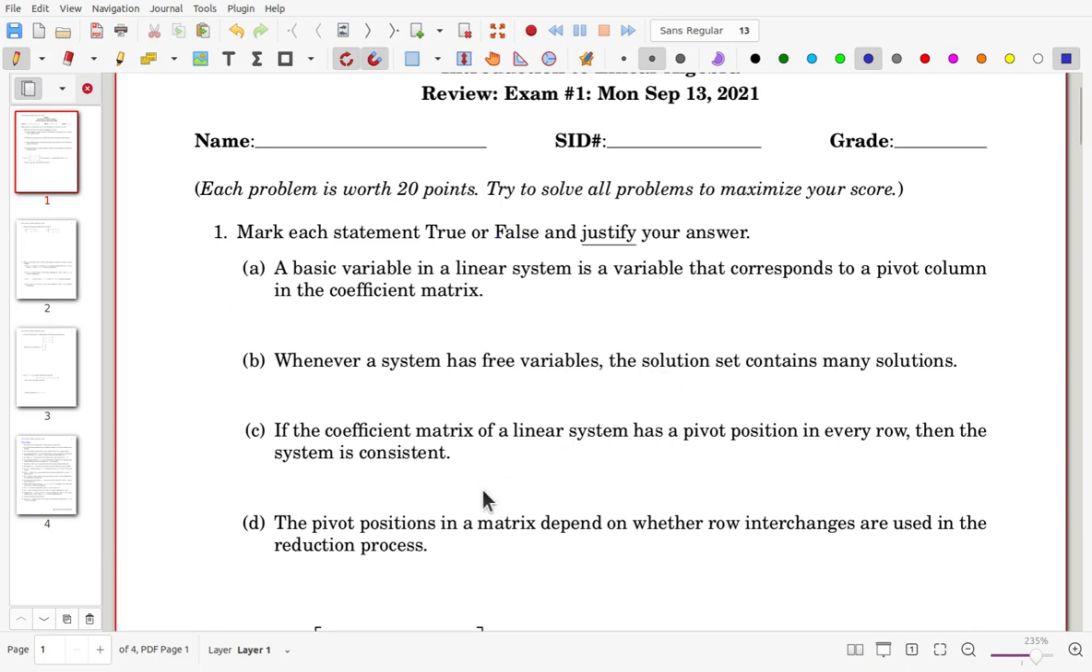If the coefficients matrix of a linear system has a pivot position in every row, then the system is consistent. It must be true. Here, the coefficients matrix has a pivot in every row. And then if we add one more column from right-hand side B, then this system must be solvable, must have a solution. So the system is consistent.